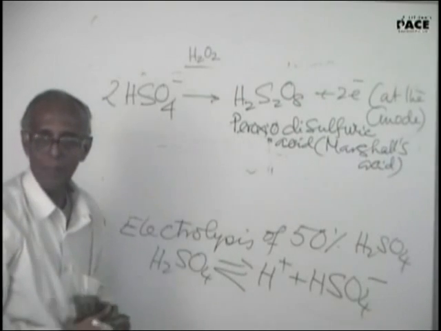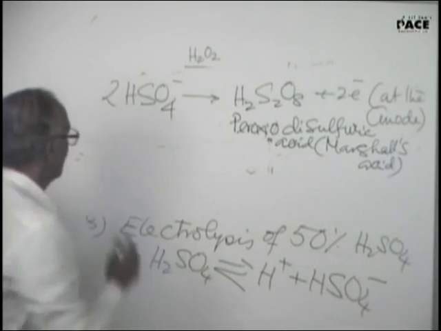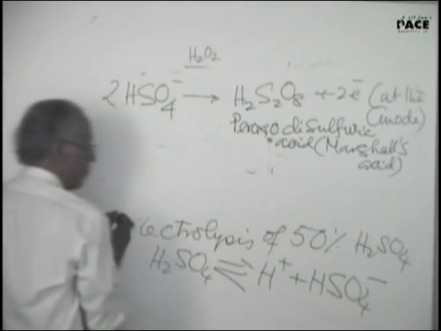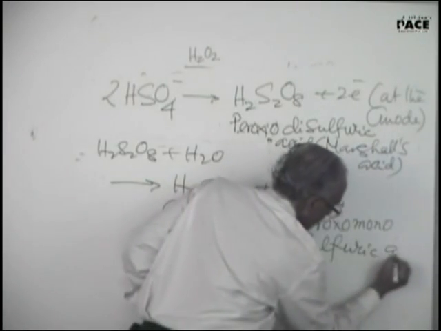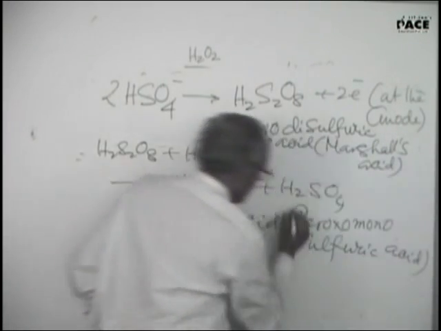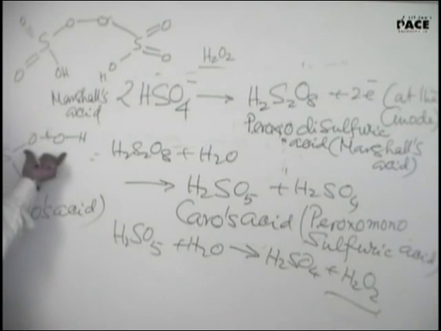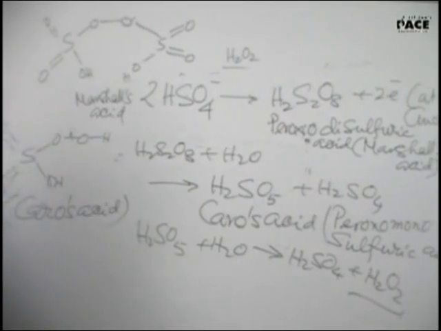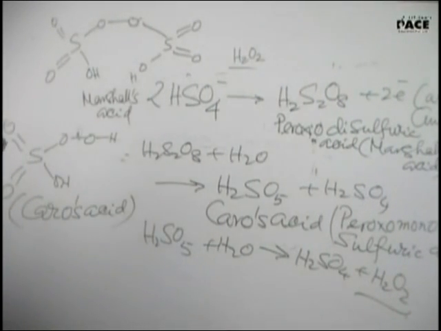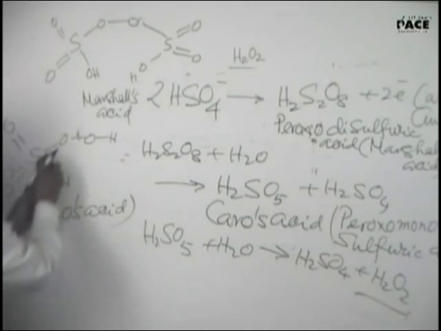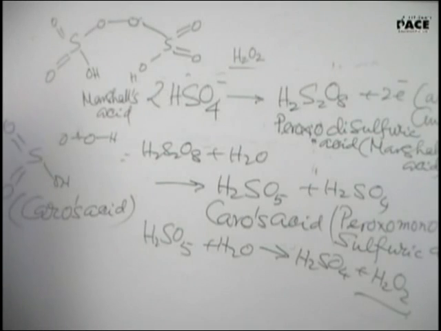You know the structure of Marshall's acid? Yes. Okay. The O-O group is called the peroxy group. And this changes to sulfuric acid and hydrogen peroxide. So if I break a bond, what will happen?